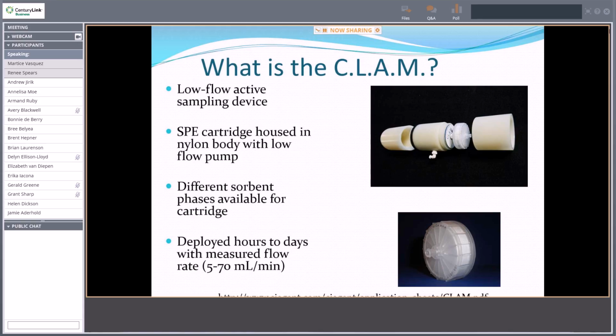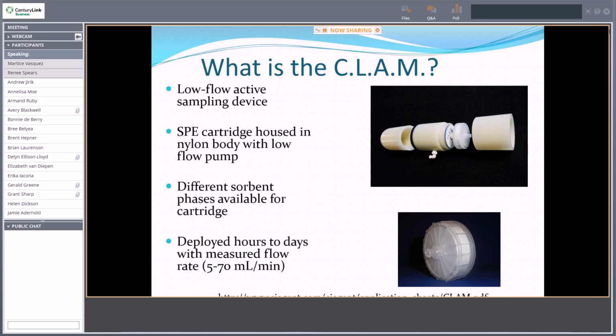These solid phase extraction cartridges are available in different sorbent phases. For instance, in the work that we did, we used an HLB sorbent, which stands for hydrophilic and lipophilic balanced sorbent. There are also other sorbent types, such as a C18 that people may have heard of. That's more of a nonpolar phase to capture more hydrophobic compounds in the environment. But for this work, we did use an HLB cartridge.